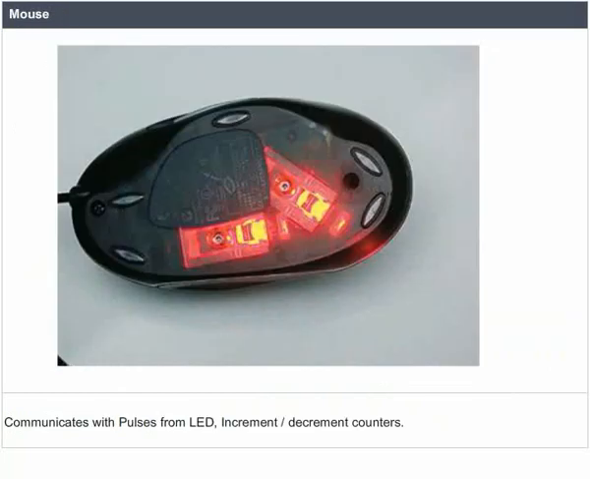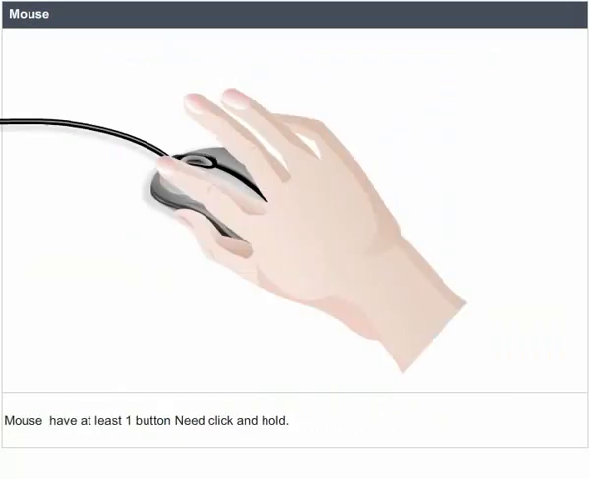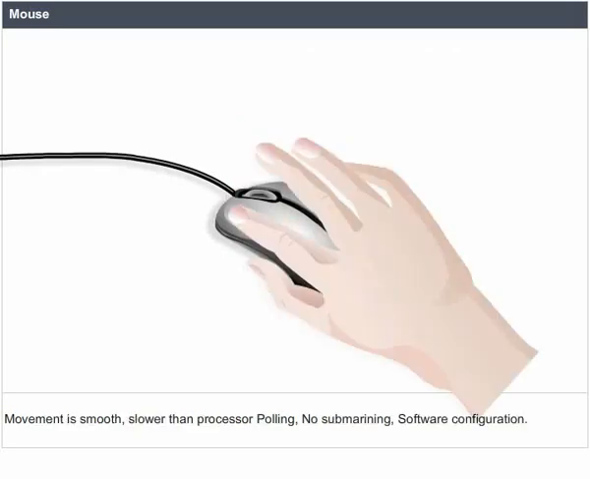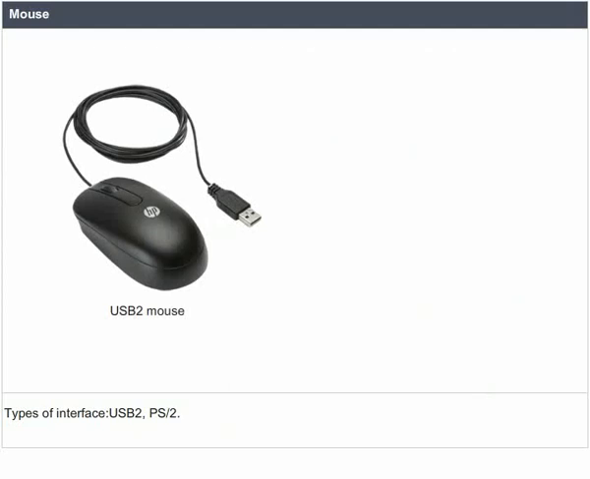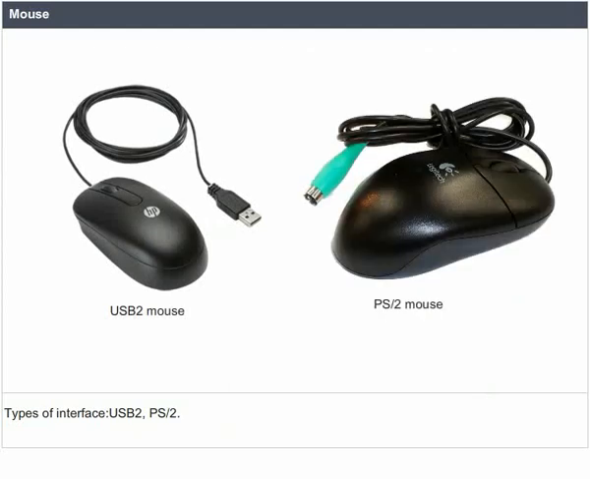Mouse: communicates with pulses from an LED, incrementing or decrementing counters. Mice have at least one button. They need click and hold. Movement is smooth, slower than the processor. Polling, software configuration. Types of interface: USB 2, PS2.